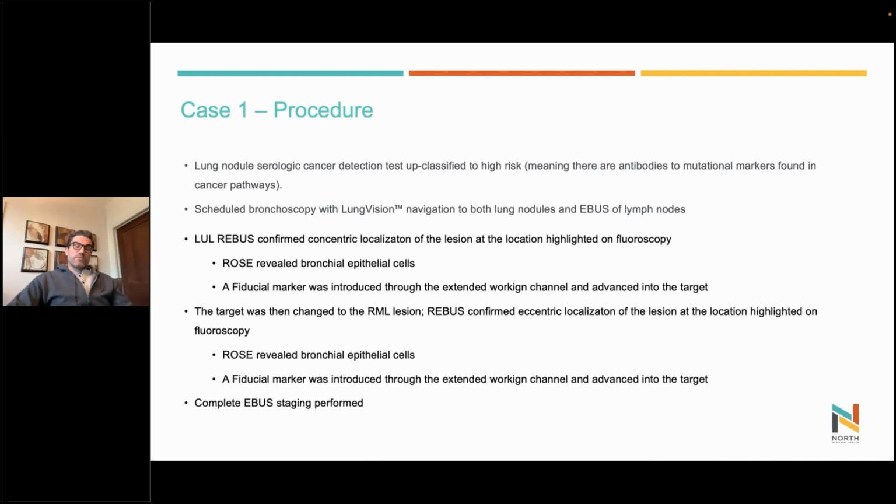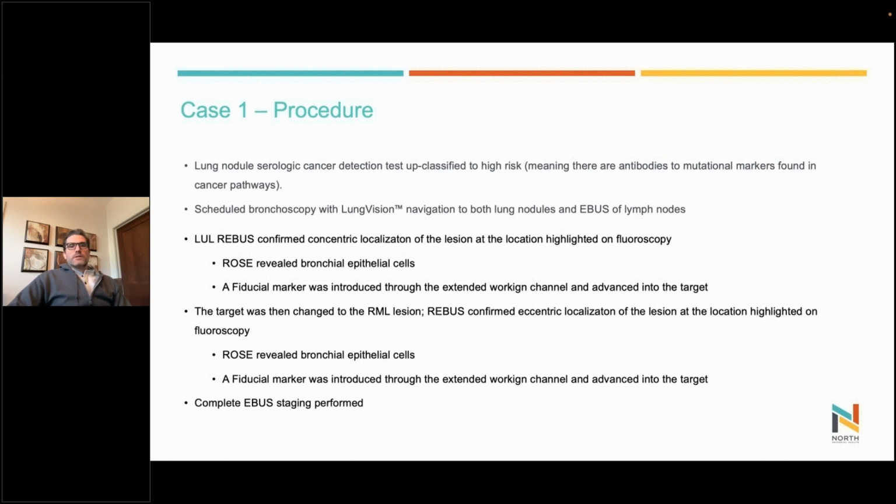They could be cancer, they don't have to be cancer. We decided to use a lung nodule serologic test, which happened to actually up-classify her risk to being even higher risk. So it's based on there being antibodies to mutational markers in the cancer pathways found in her serum. And so her pre-test probability of cancer went up even farther, and yet we still have 2 nodules, and we don't know which one is cancer, which one's not cancer, if either are cancer. And so we scheduled her for bronchoscopy with lung vision. We're able to navigate to both nodules, and we got a full EBUS of her entire lymph node stations.